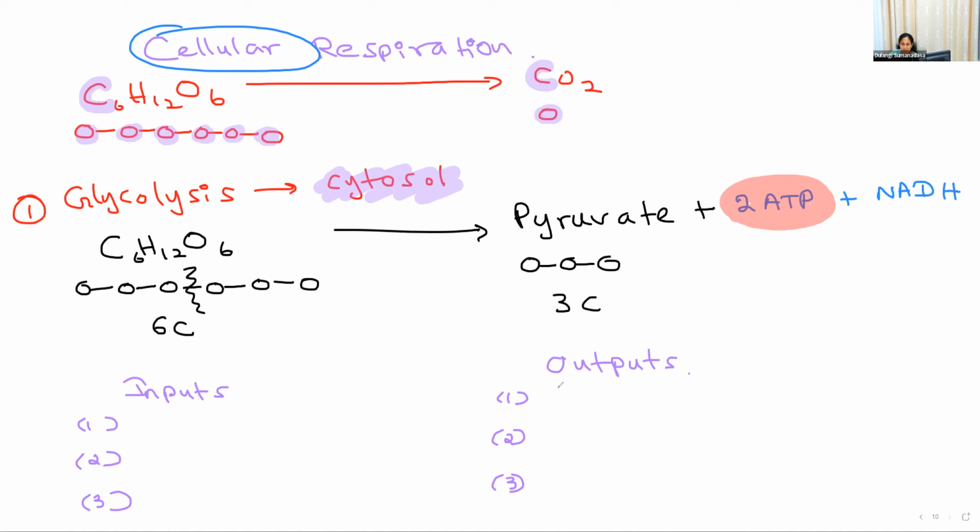Right, so the 3 outputs are, you have pyruvate. So pyruvate came from the breakdown of the glucose. Don't write all over the place. Pyruvate produced by splitting glucose, and ATP and NADH. Right? Write the unloaded versions.